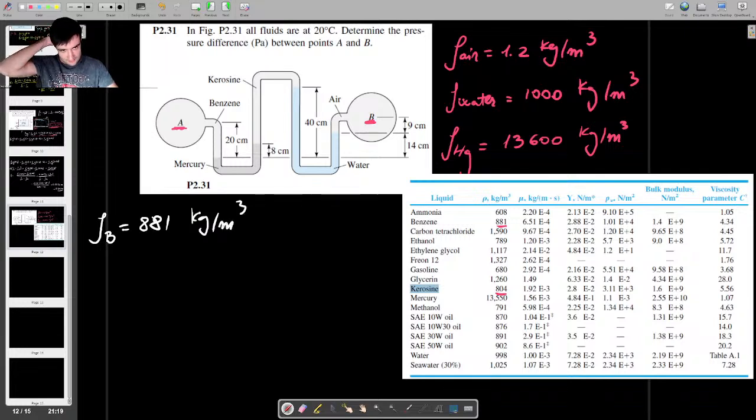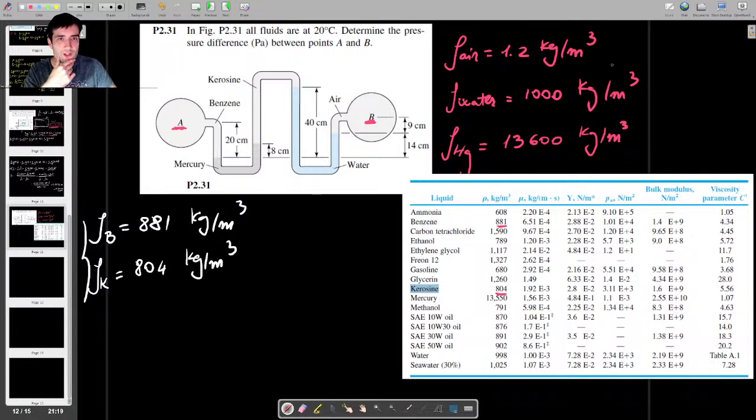So the benzene is 881 and the kerosene is 800, and so I have it as 804. So they're pretty close. Yeah, they're quite close together, and then we have the other three which are wildly different, so we have them as orders of magnitude different from each other: air, water, and mercury.